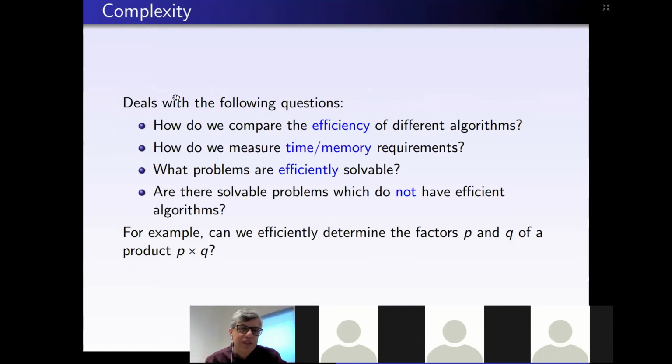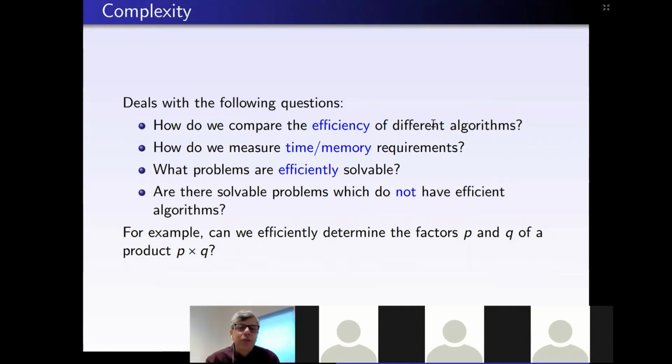So look at complexity. Here is the following question. How do we compare the efficiency of different algorithms? How do you say if this algorithm is better than the other one, more efficient? The word better is kind of a vague or weird word.